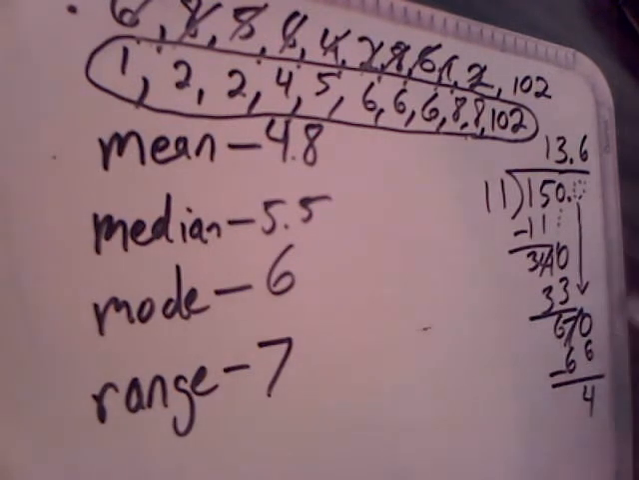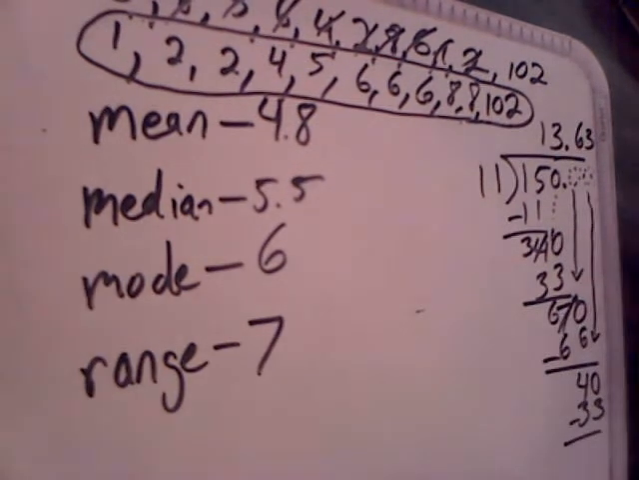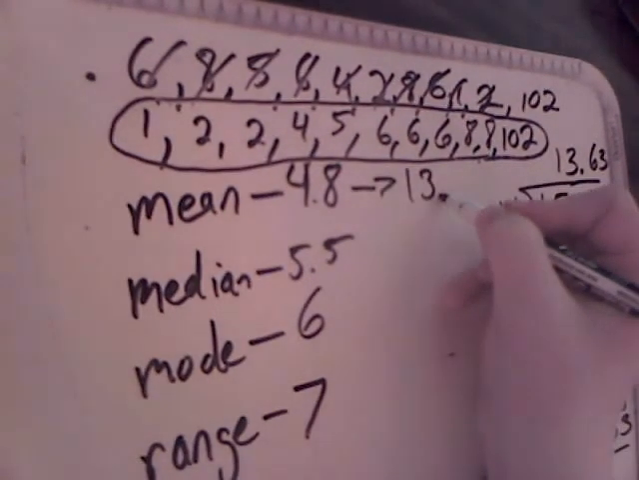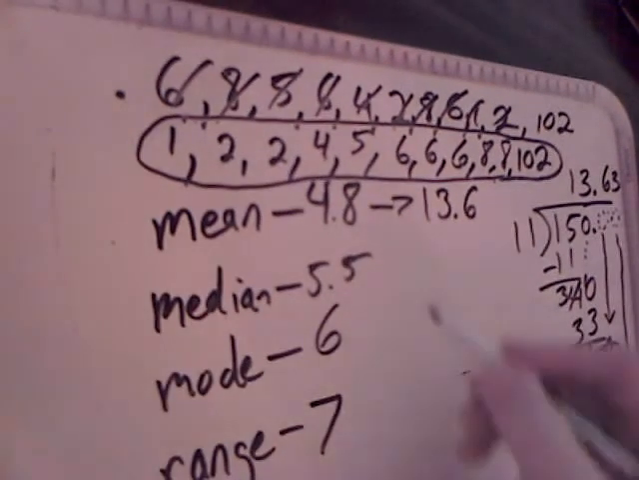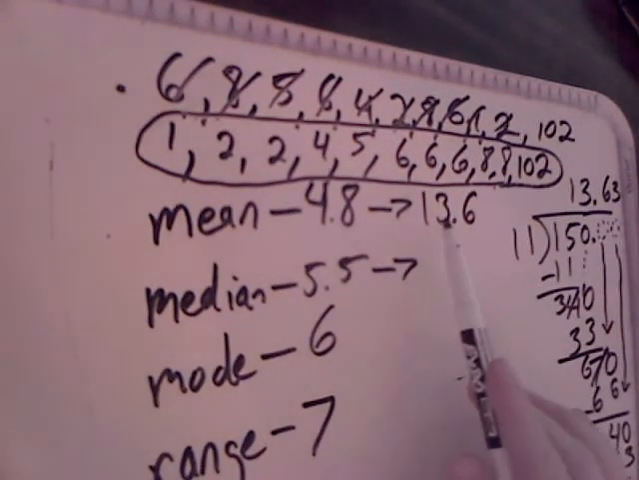We come up with 4, so this number would keep going on. We'd actually get a 3 over here. And we'll just stop there because we could go on with this probably for a very long time. What we're going to do is take this 3 and round it, make it the boss number for the 6. So 3 is a small boss number. It can't move the 6 up. So our new mean is 13.6.